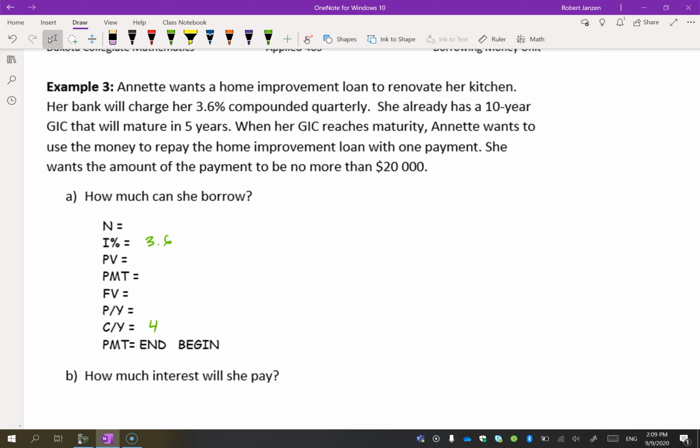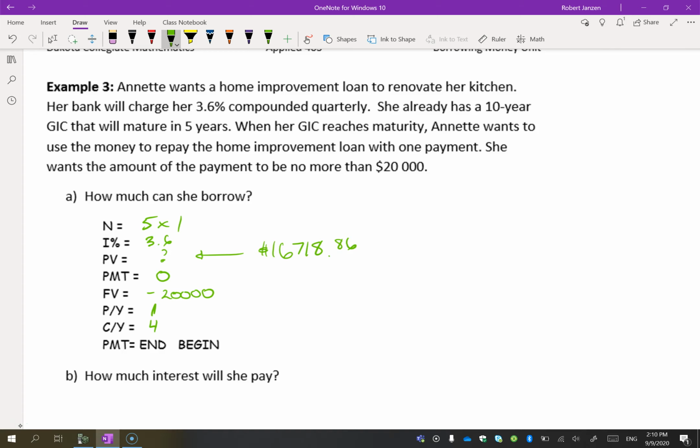Okay, so we're going to have 5 years. And there's going to be no payments here. And what we want to know is what is the initial value so that we can end up with $20,000? Okay, so what do we have to borrow at 3.6% to end up with $20,000? Okay, so let's put this in here, and it turns out to be $16,718.86.